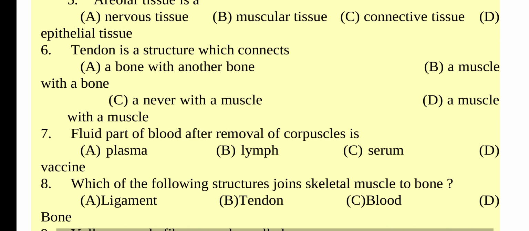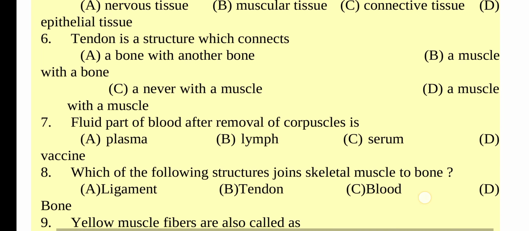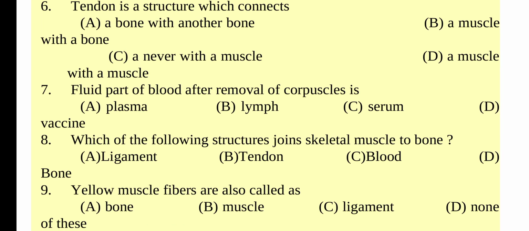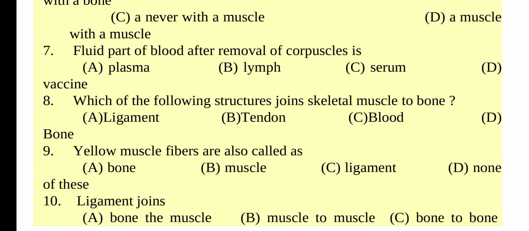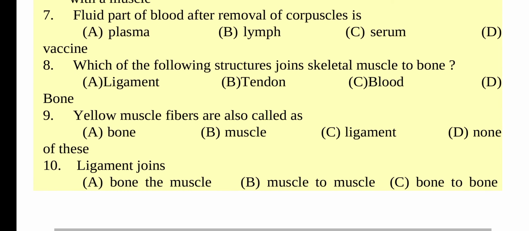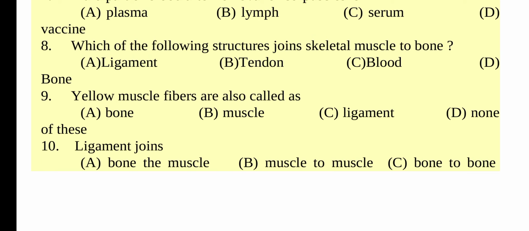6. Tendon is a structure which connects A. A bone with another bone. B. A muscle with a bone. C. A nerve with a muscle. D. A muscle with a muscle. 7. The fluid part of blood after removal of corpuscles is A. Plasma. B. Lymph. C. Serum. D. Vaccine. 8. Which of the following structures joins skeletal muscle to bone? A. Ligament. B. Tendon. C.